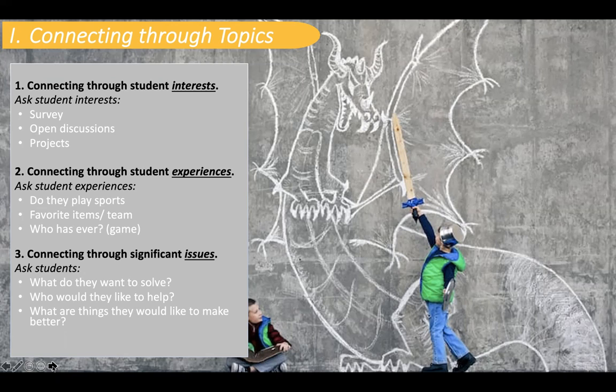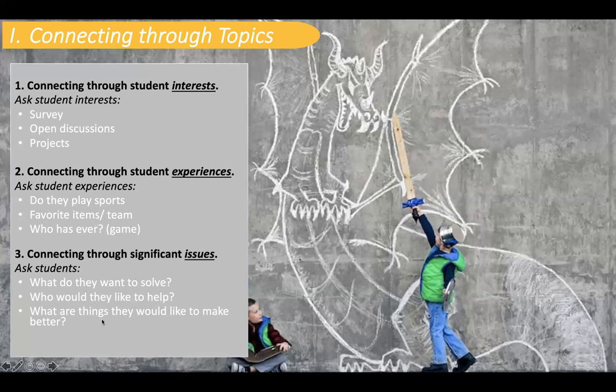Number two, connecting through students' experiences. You can ask the students their experiences. Do you play sports? What's your favorite team? What are your favorite items? Who's ever been to Utah before? Who has ever gone ice skating before? These are the things that you are able to gain access to, and you're doing this inventory of what your students are actually going to like. And of course, with a classroom full of students, you're going to get all different kinds of ideas, but you are also going to get some that are very much similar.